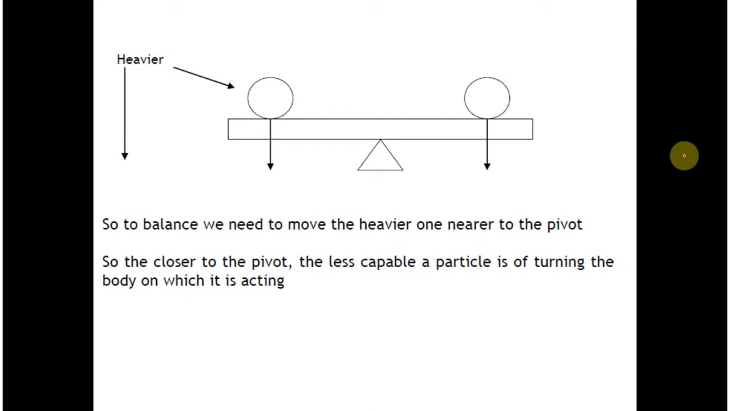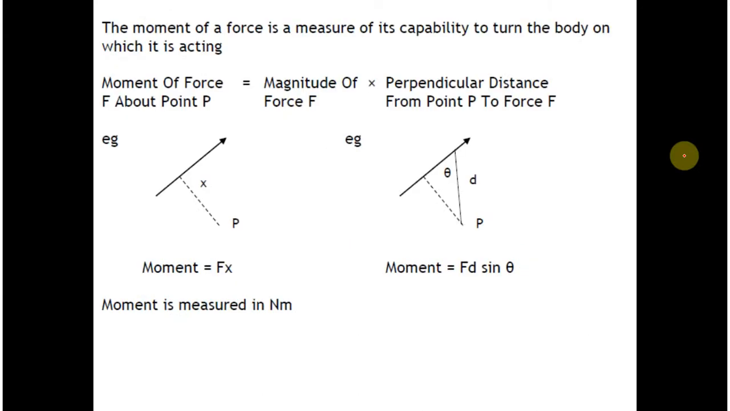Now, if you've got two particles on a seesaw and one's heavier than the other, then the heavier one will pull the seesaw down. So to balance, we need to move the heavier one nearer to the pivot. So the closer to the pivot, the less capable a particle is of turning the body on which it is acting. The moment of a force is a measure of its capability to turn the body on which it is acting.